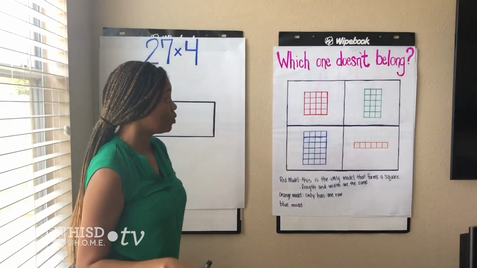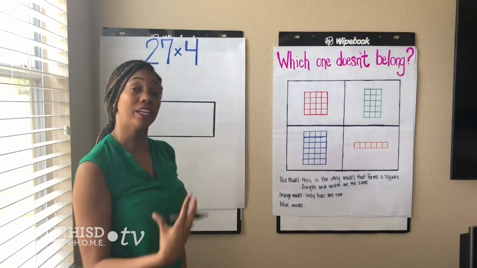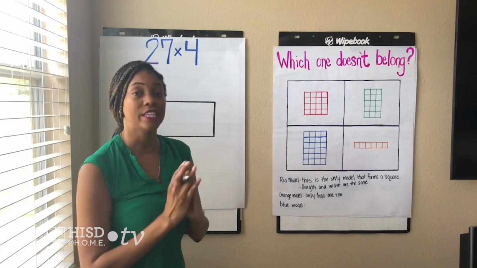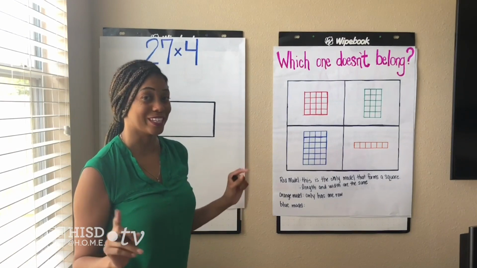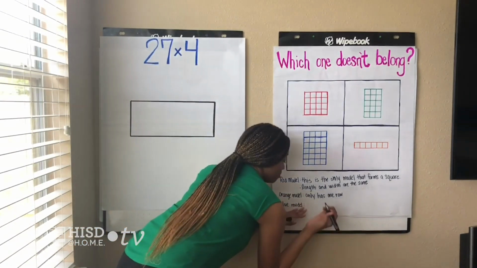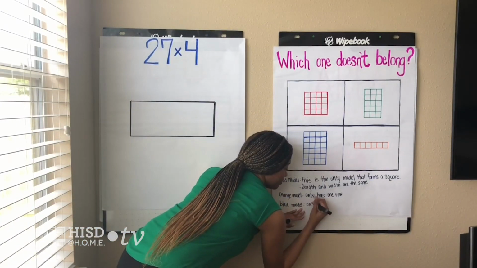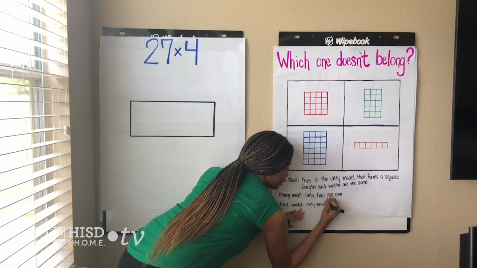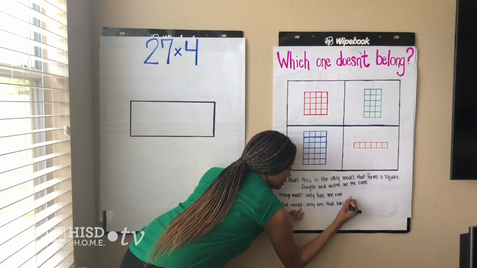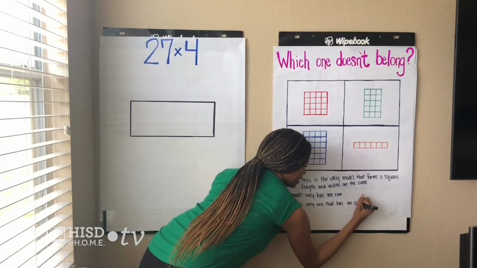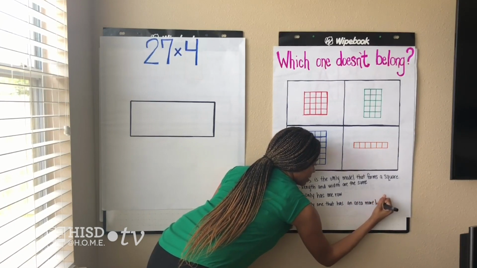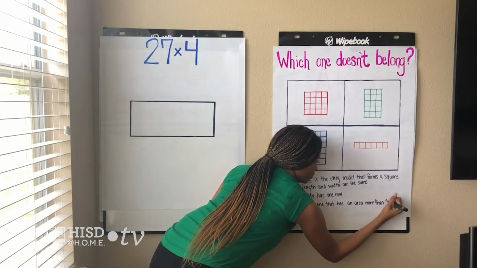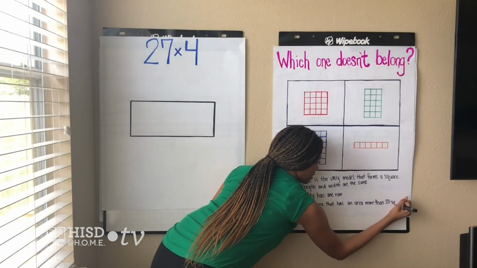And I could look at the blue model and I could say, well, to me, the blue model is the only model that has an area more than 20 square units. So the blue model, only one that has an area more than 20 square units.